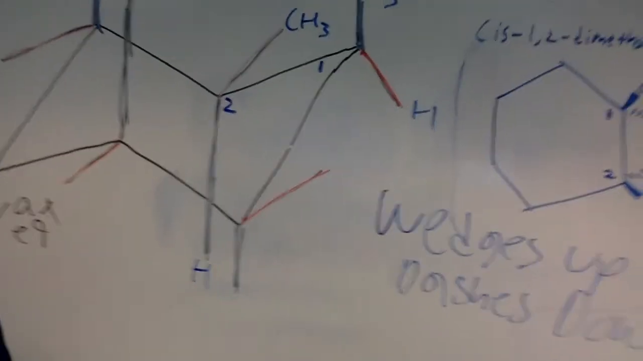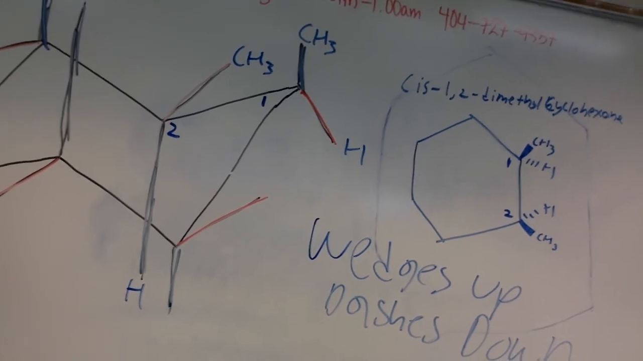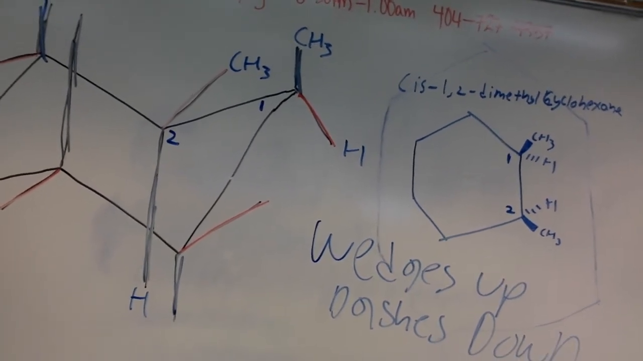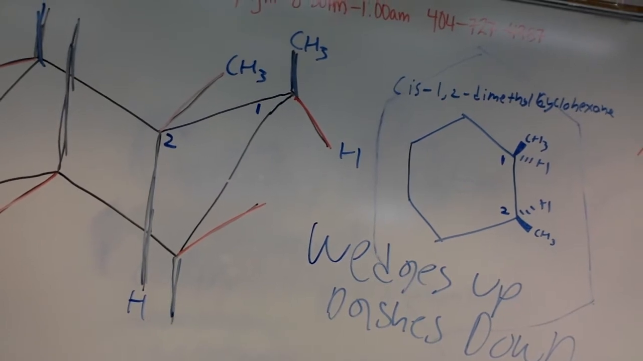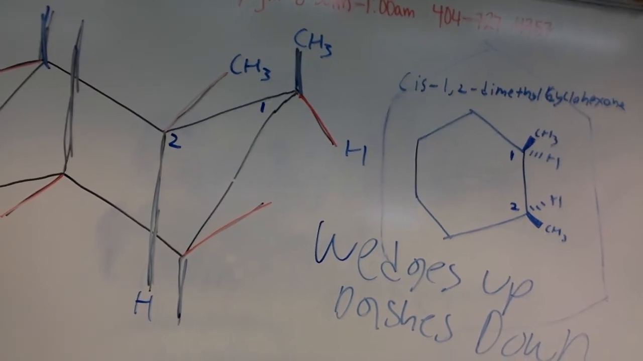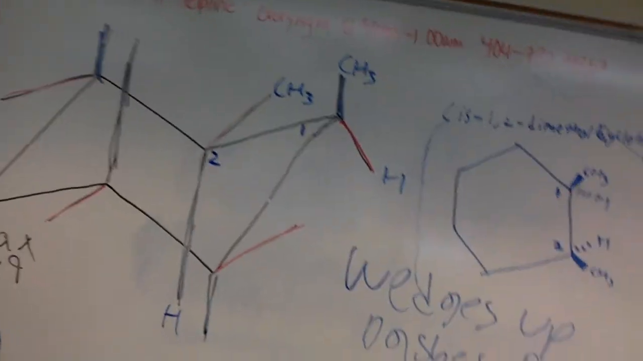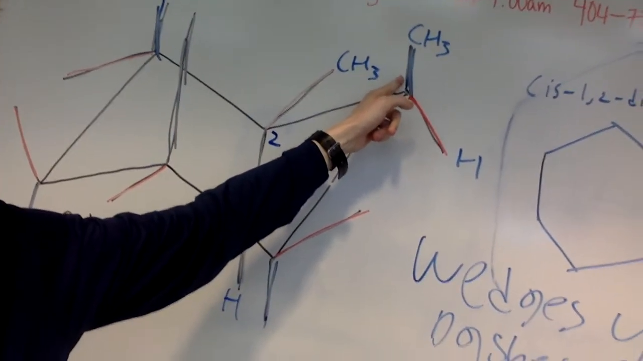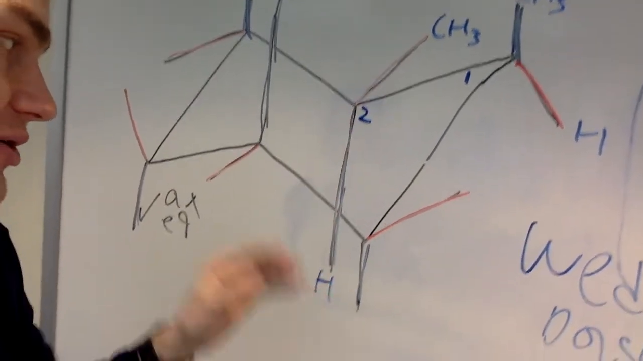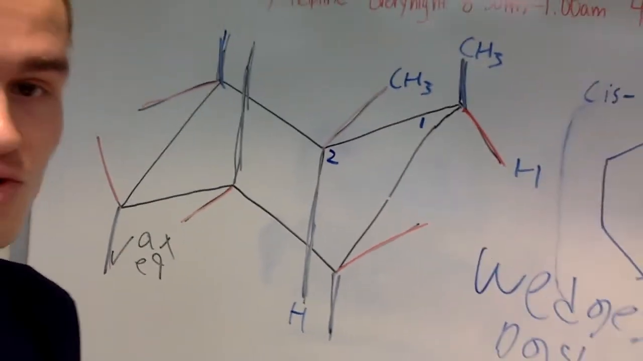Please take care to notice that this was our molecule. Here you can see that because both CH3s are on wedges, they're both pointing upward. One is axial and one is equatorial. This one over here is axial, and this one over here is equatorial. But either way, wedges up, dashes down.